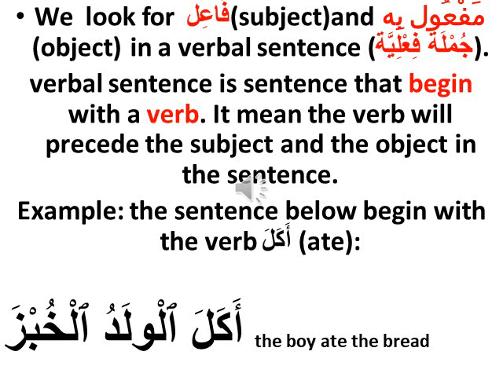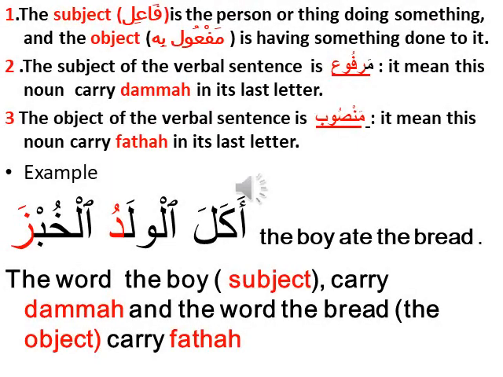An example: the sentence below begins with the verb akala. Akala al-waladu al-khubza. The boy ate the bread. The subject, al-fa'il, is the person or thing doing something, and the object, the maf'ul bih, is having something done to it. The subject of the verbal sentence is marfu'ah.